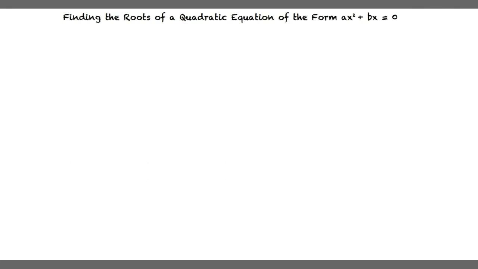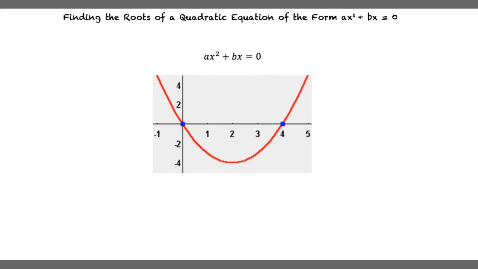This video will cover the topic, finding the roots of a quadratic equation of the form ax squared plus bx is equal to 0. What do you mean when you say roots? A root is a value of x which makes an expression equal to 0. So really, we're looking for solutions to the equation ax squared plus bx is equal to 0. Roots are also called x-intercepts, and if we were to graph this function, the roots would be where the graph crosses the x-axis, as shown in the example on the screen.